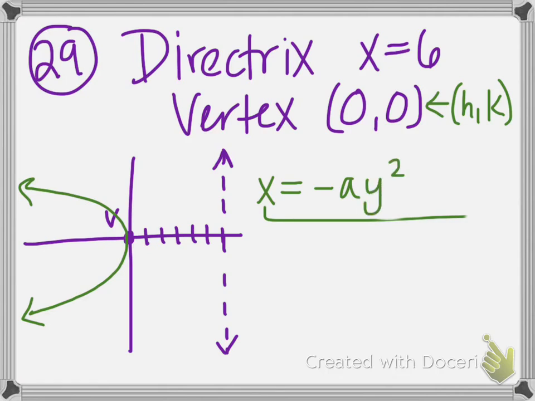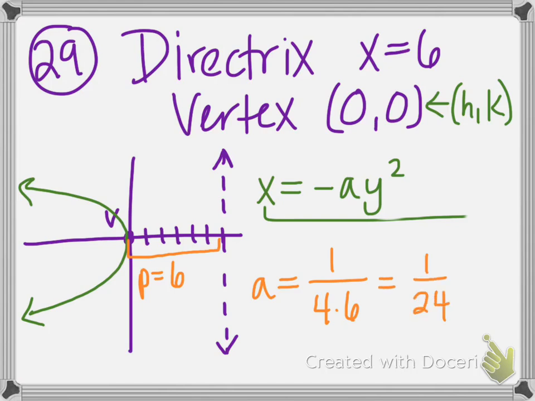But I still have to know what a is, and to know what a is, I can use a formula involving p. P is the distance from the vertex to the directrix, and in this case that is 6 units. So p is 6, and I know that a is equal to 1 divided by 4 times p. So a is 1/24, and I can replace that in this problem like that. So this is my equation in number 29.